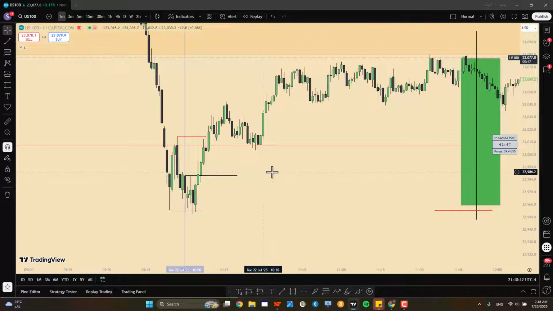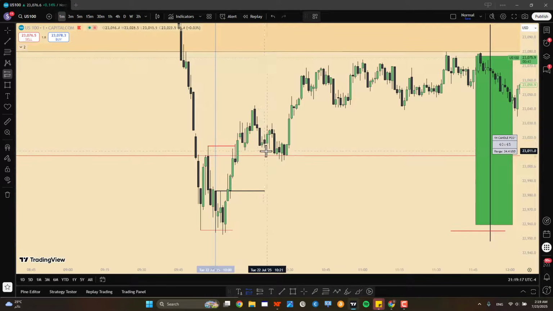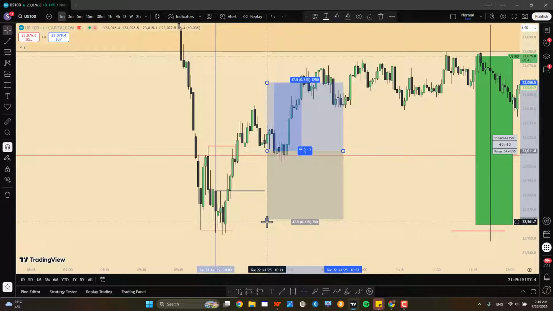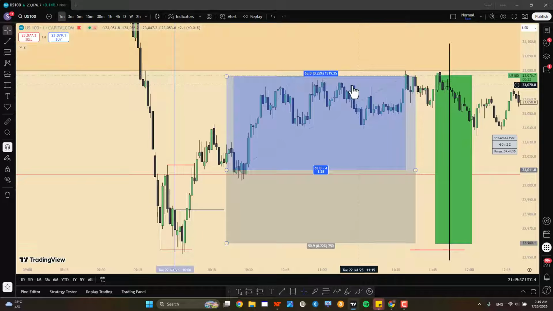So that was enough reason for me to enter. I took my entry somewhere around here. My stop loss was here and it was targeting the imbalance. And unfortunately, I had to go through all of this. And finally, my TP got hit right here.